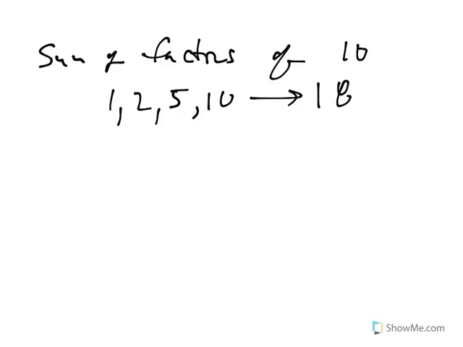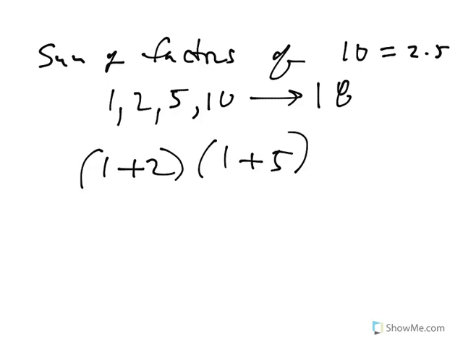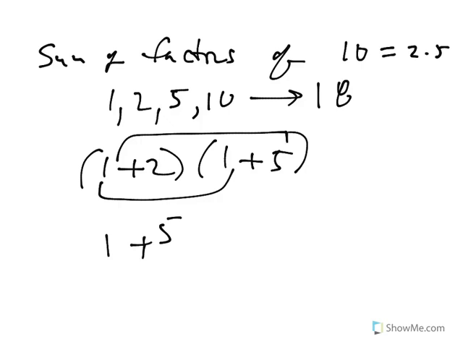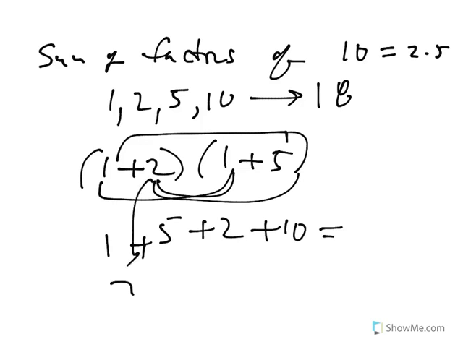One way of adding up the factors of 10 is seeing that 10 is 2 times 5, and then writing 1 plus 2, 1 plus 5. If you did FOIL on this, you'd get 1, 5, 2, 10. In other words, the sum of the factors of 10. But if we don't do FOIL on it, we just do 3 times 6, we get 18, which is the same answer. Now, if the number instead was 20, I'd say that 20 is 2 squared.